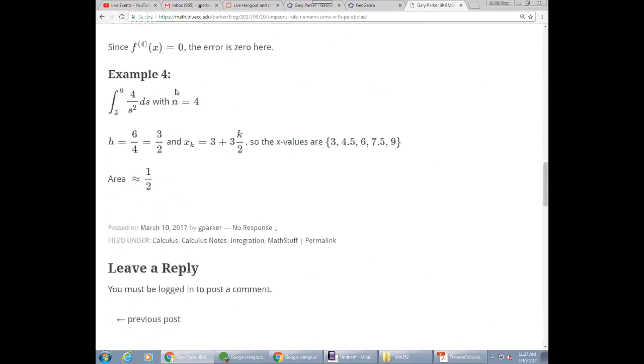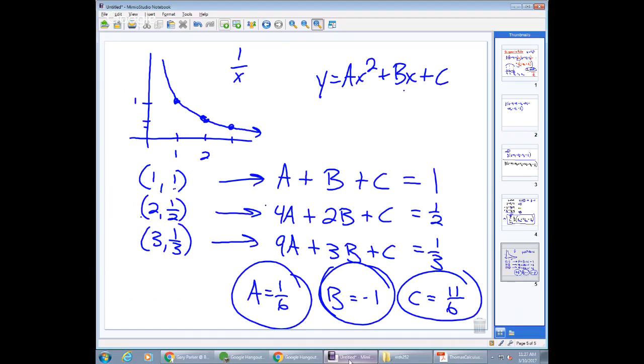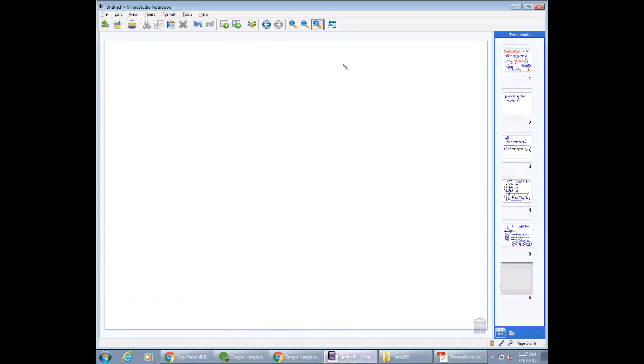I didn't finish typing up example 4, so let's do that one together right now. This is like problem 4 in the book. I've got the integral from 3 to 9 of 4 over s squared with 4 subintervals. So let's build Simpson's rule. All right, so we want to calculate the integral from 3 to 9 of, I forgot, was it 4 over s squared?